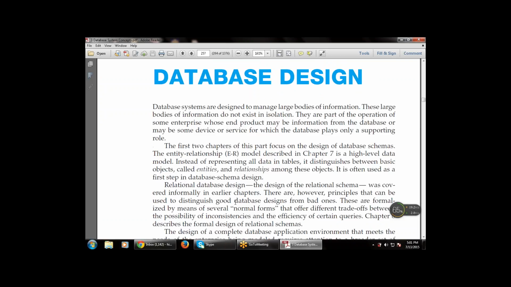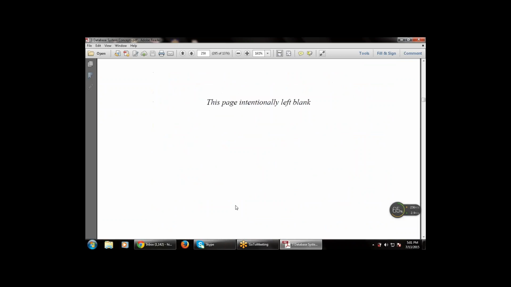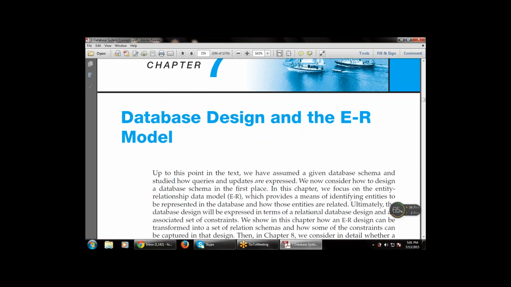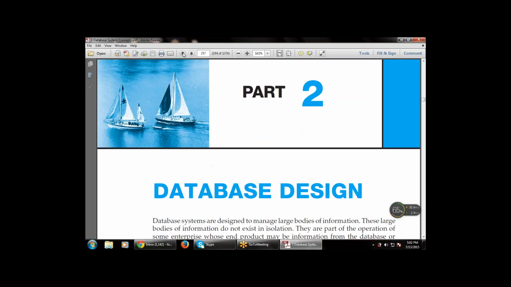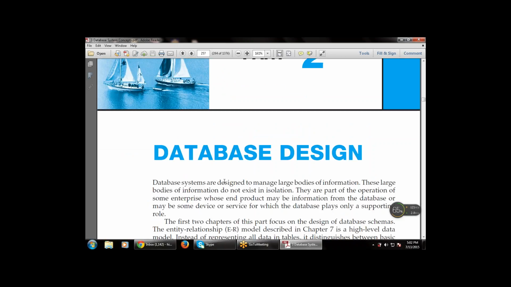That is part 2. How to design the database, that is the database design, and the next chapter, that is the database design and the ER model. So now our focus has moved to the designing part. We have finished with the analysis part. Now we move to the designing part, that is part 2.